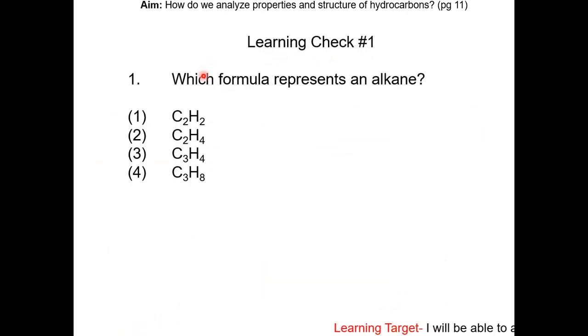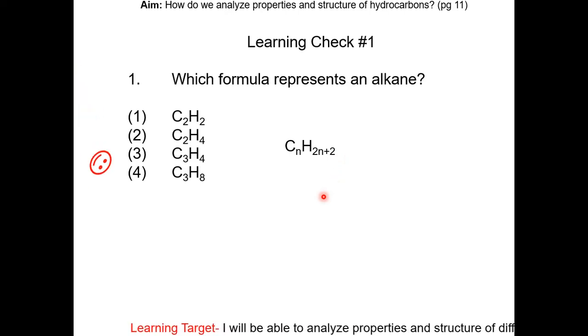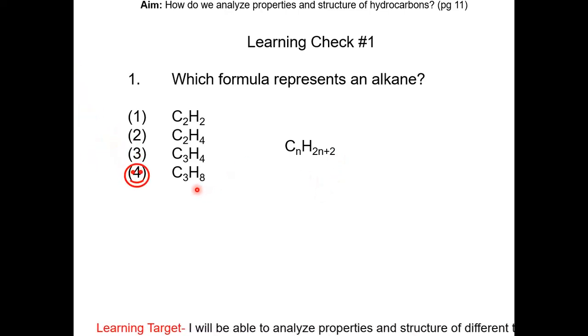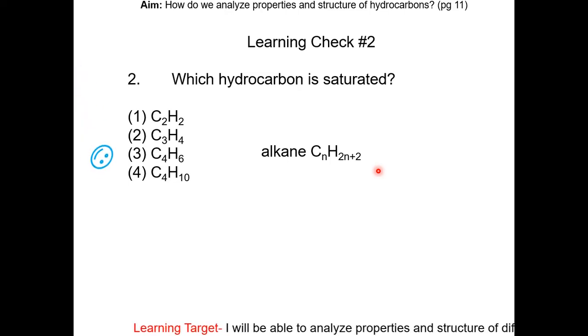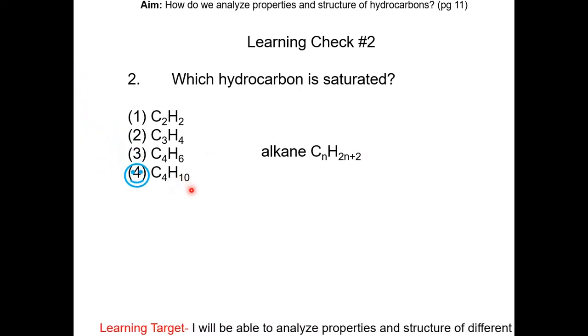Learning check number 1. Which formula represents an alkane? Pause the video, resume when completed. So you have to use Table Q. Alkanes have a general formula of CnH2n plus 2, so the only one that fits it is choice 4, C3H8. n is 3 in this case. Learning check number 2. Which hydrocarbon is saturated? The only type of hydrocarbon that is saturated is alkane. So the answer is choice 4, C4H10, because it follows the alkane's general formula.